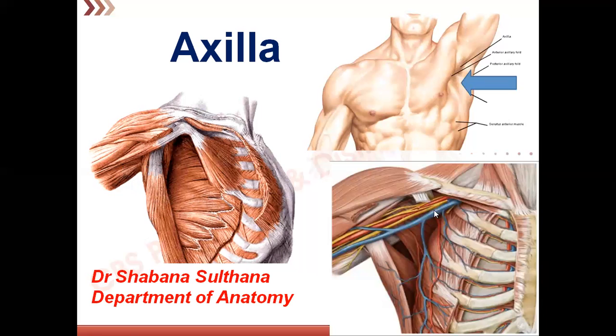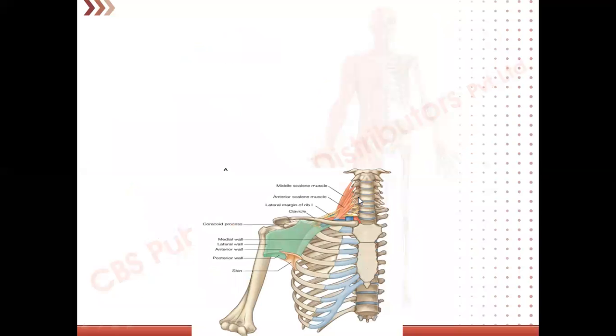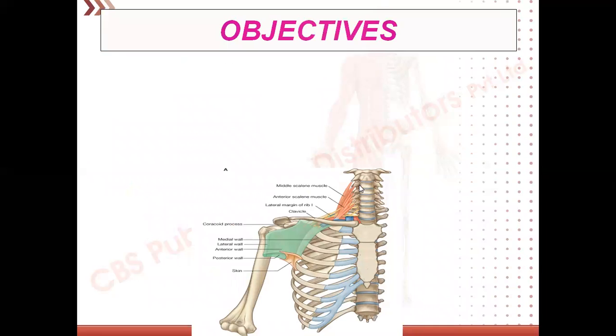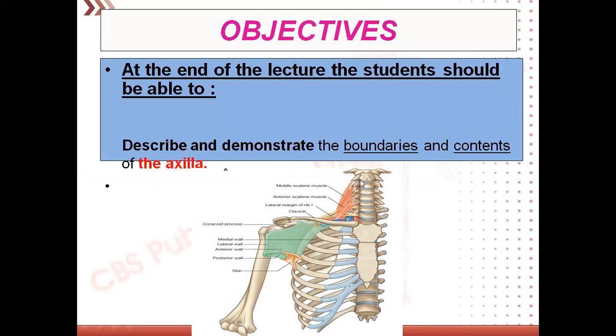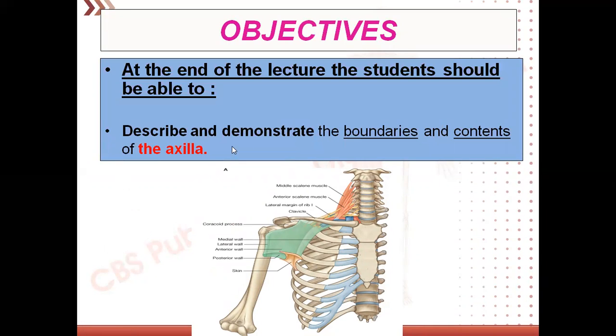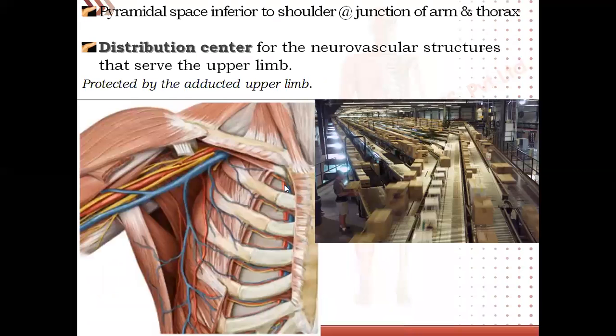Of course, as contents, once you clear all these structures, you will be able to see the axillary artery. The yellow ones are the cords of the brachial plexus and their branches, and we also see the axillary vein. The objectives of today's lecture are that you should be able to describe the boundaries and also the contents of the axilla. I'll try my best to make you understand.